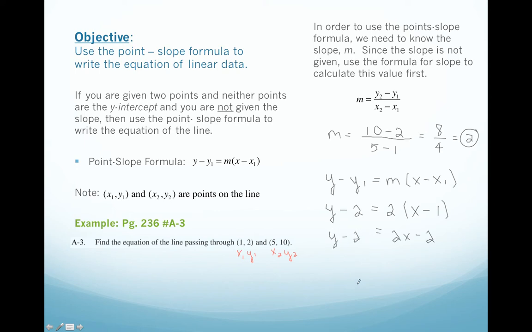Okay. Again, we're going to want to write our answer in slope-intercept form. So let's go ahead and add 2 to both sides. So this tells us that the equation of the line that passes through the points (1, 2) and (5, 10) is y is equal to 2x. Okay, now this negative 2 and positive 2 becomes 0, so that tells us that the y-intercept of this equation is at the point (0, 0). And that's the equation of this line.